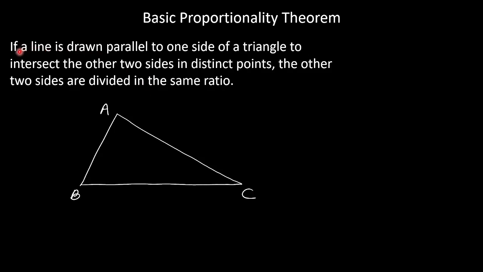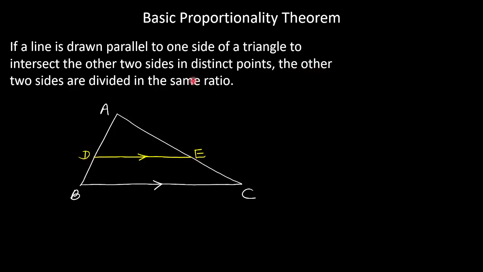The statement says that if a line is drawn parallel to one side of a triangle, for example, there is a side BC. Let me draw a line parallel to BC like this. Understood? I have drawn a line parallel to one side. Let this point be D and let this point be E. So I have drawn a line parallel to one side and it intersects the other sides at D and E.